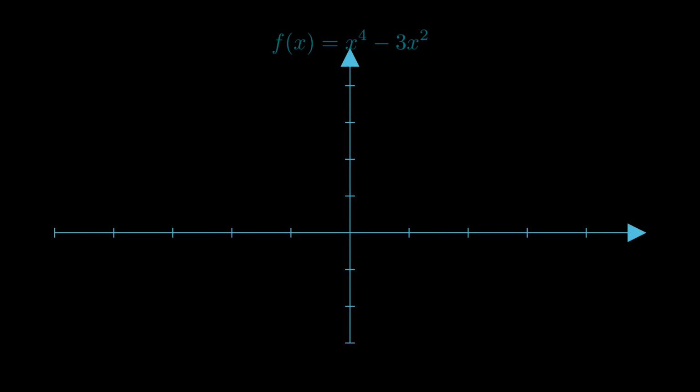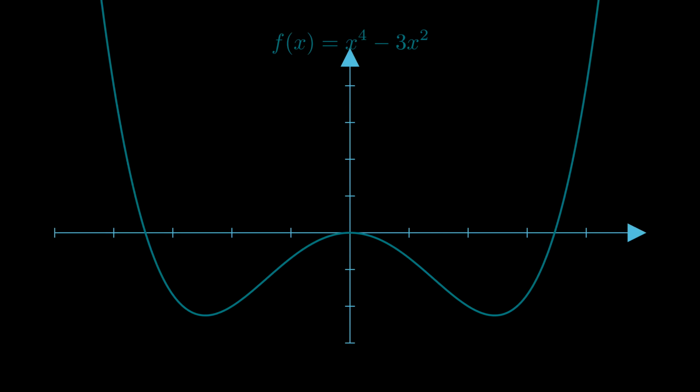Now here's a new curve. f of x equals x to the fourth minus 3x squared. At first glance, it might look more complicated than before, but take a closer look at the shape. It's clearly symmetric across the y-axis. That's the sign of an even function. Let's prove it with math.